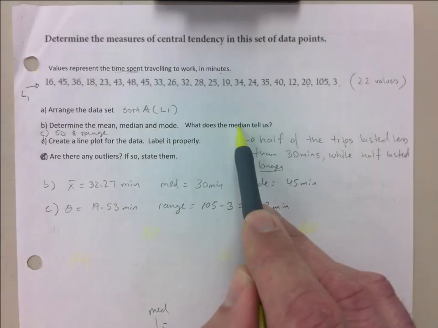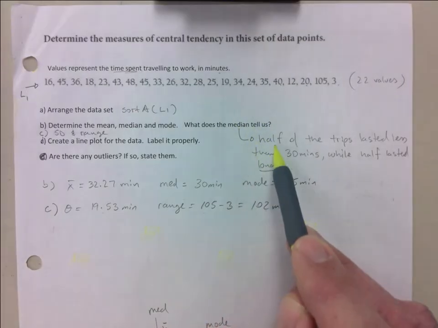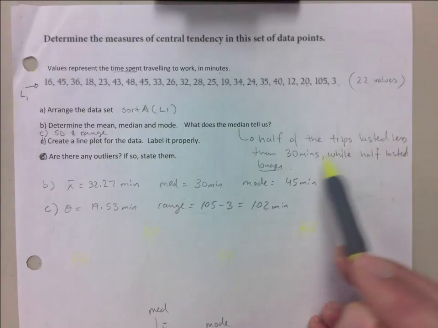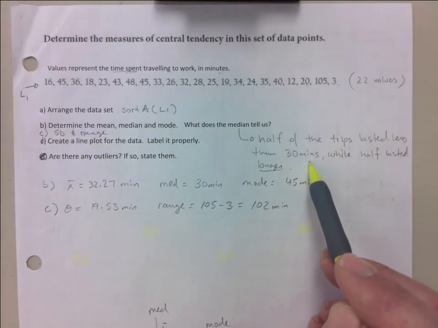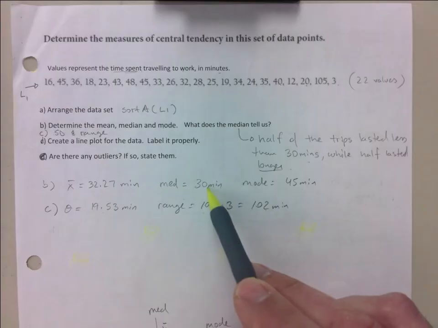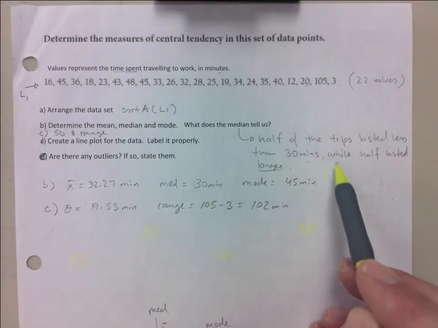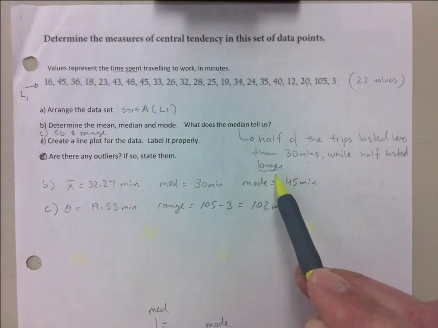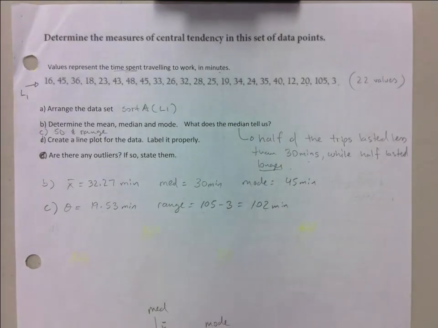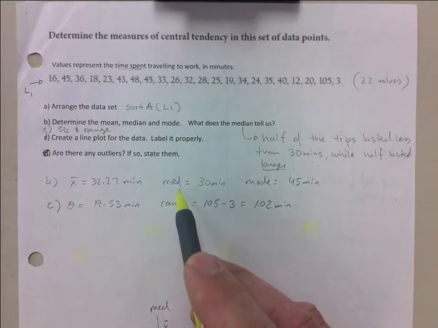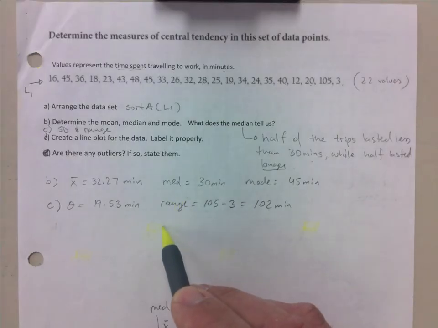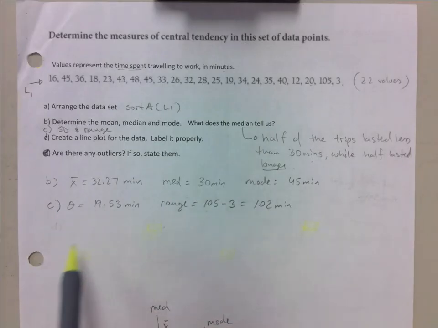When it asks what does median tell us, that half of the trips lasted less than 30 minutes, because we figured out that our median is 30, right? And half of them lasted longer. So median is like the middle. Median is a very good measure of central tendency, especially if there are outliers, because you find the middle where half is below, half is above of your data set.